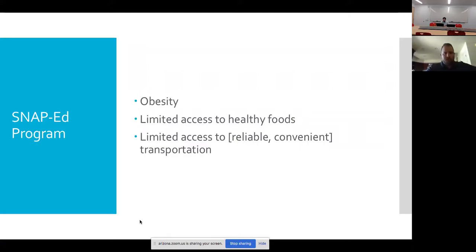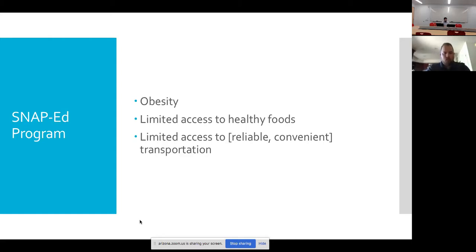So back to the SNAP-Ed program. This is traditionally an obesity prevention program that just started with schools. In 2014, the US decided to teach people how to eat healthy and be active, but we need to improve the policies and systems and the environments in which people live to make it easier for them to make those healthy choices. So this project focuses on two of the focus areas of our program, which is food access and active living.